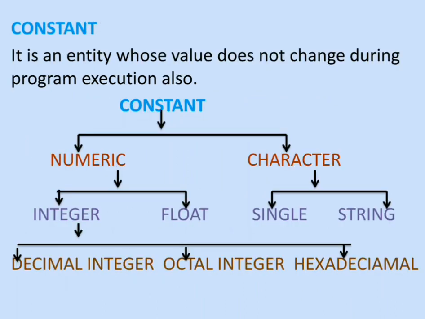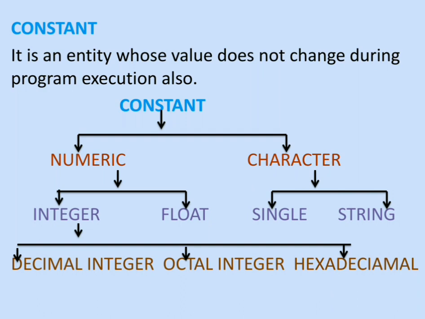Now let's have a look at the third token, that is constant. So basically what is a constant? A constant is an entity whose value does not change during program execution. Constants are further divided into two types. They are numeric and character. In the next slide we will see more about constants and their types.